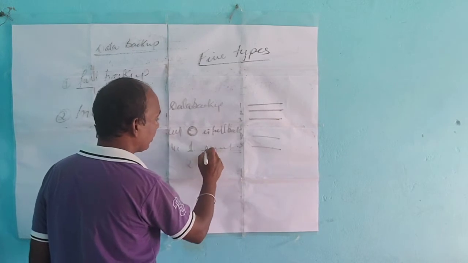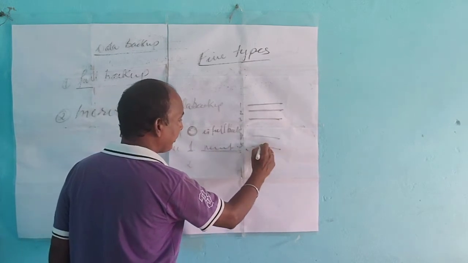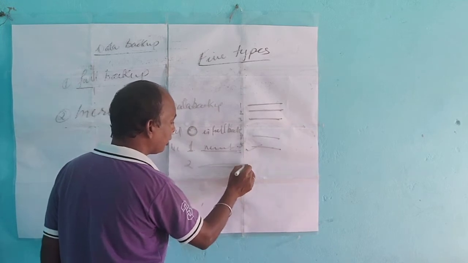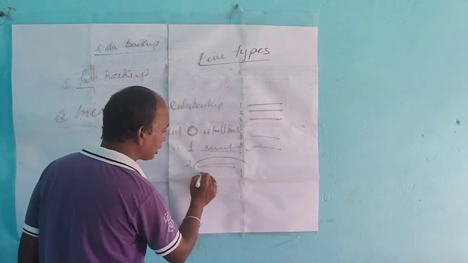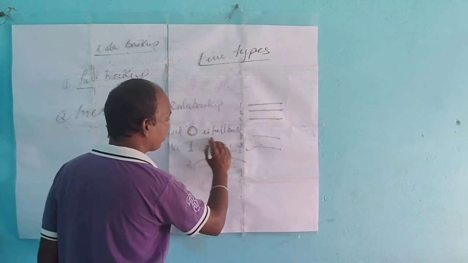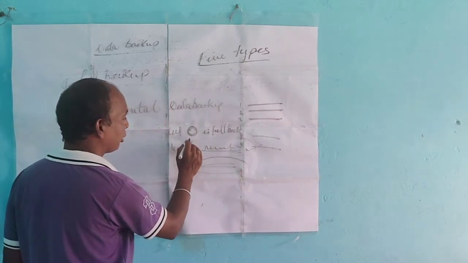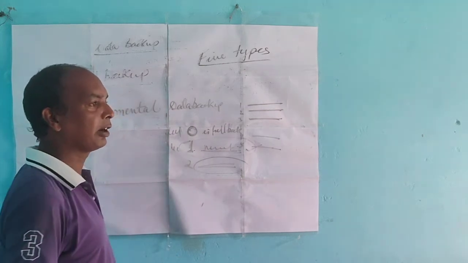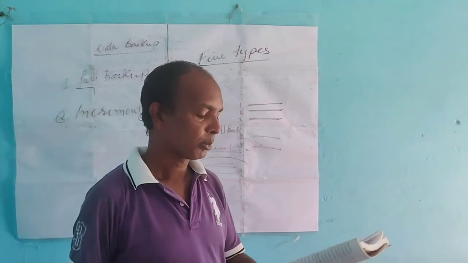Level 1 incremental you did yesterday. Today you go for level 2. Here you only need to back up this part. There is no need to back up the level 1 part, because it is already backed up. This is the advantage of incremental backup.